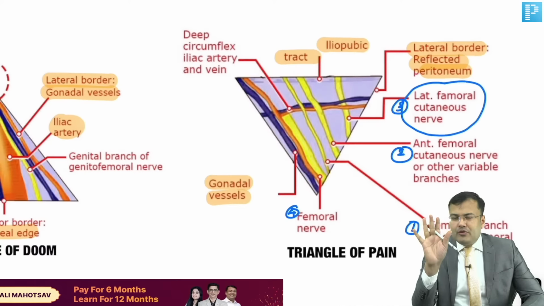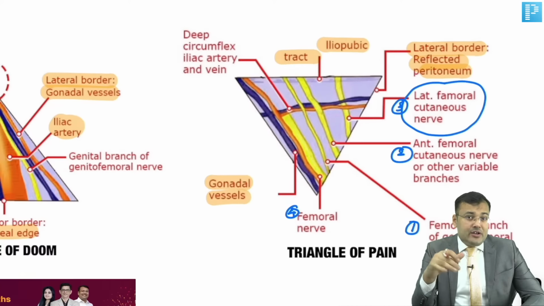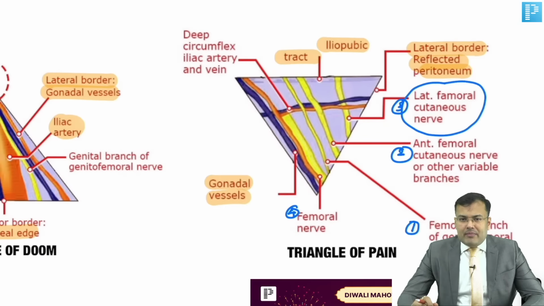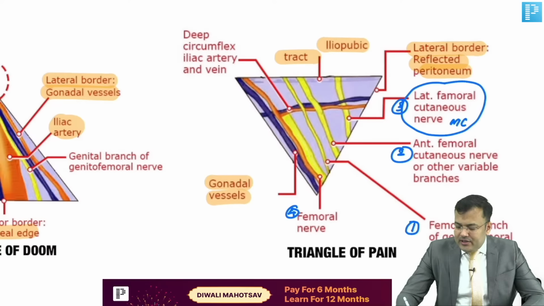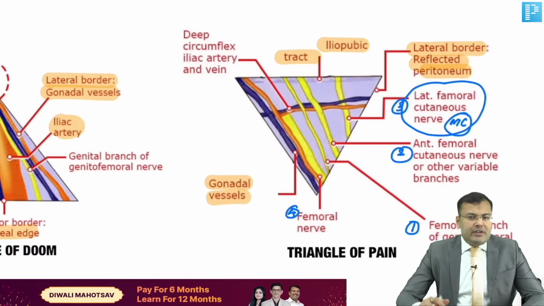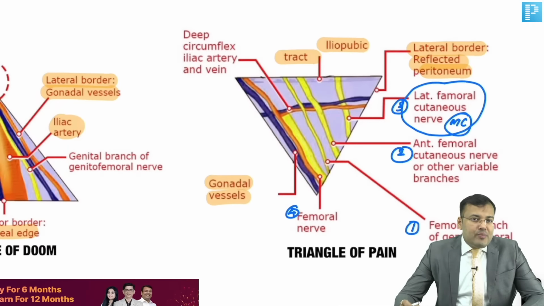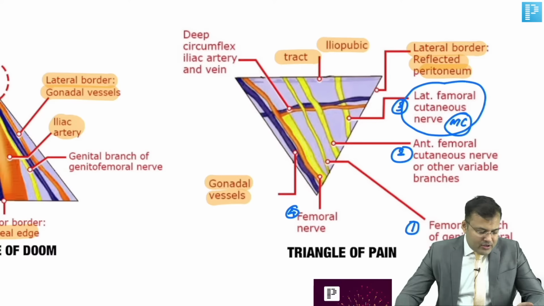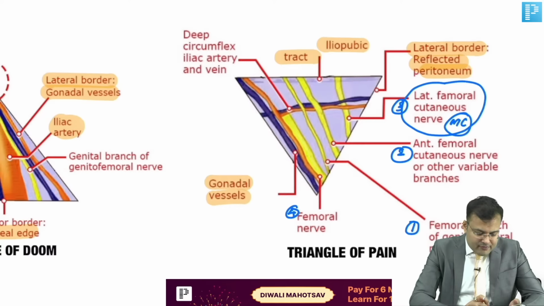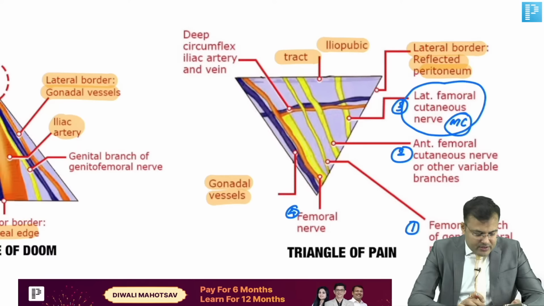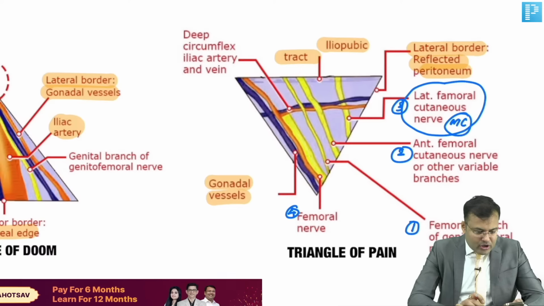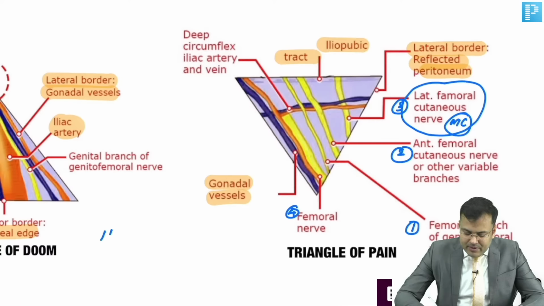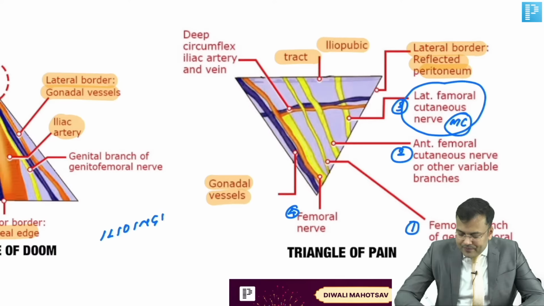One question for all of you. Which one is most commonly injured during open hernia repair? Guys, I am waiting for your reply. Open hernia repair, very good. Almost everybody is correct, guys. It is the ilioinguinal nerve. Guys, I am repeating, this is the ilioinguinal nerve.